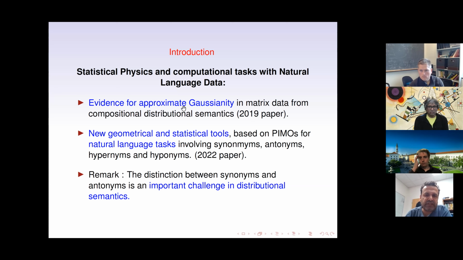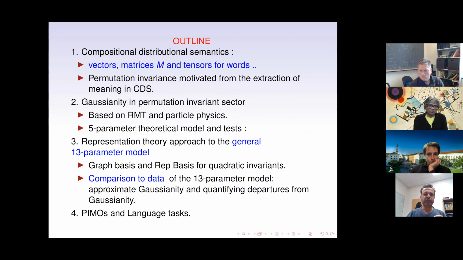Now, when I started looking at approximate Gaussianity, I thought, well, this is as applied as I can get. But my colleagues told me, how can we write a paper without solving any tasks? So slowly, the program also moved towards concrete natural language tasks having to do with distinguishing synonyms, antonyms, hypernyms, and hyponyms. This is in the 2022 paper, and along the way, I hope I'll have time to tell you what I learned about what these are. The distinction between synonyms and antonyms is an important challenge in distributional semantics, and this kind of approach based on permutation invariant matrix observables, I can try to convince you, has something to say about that.